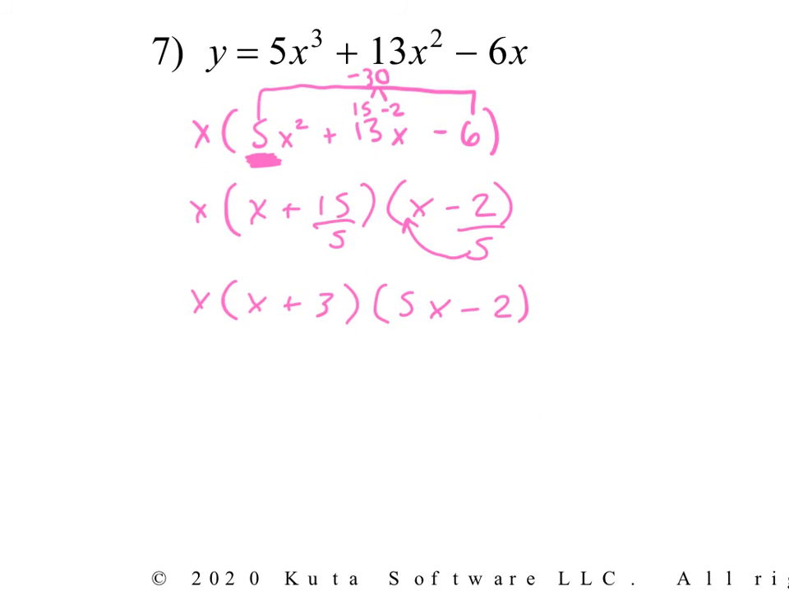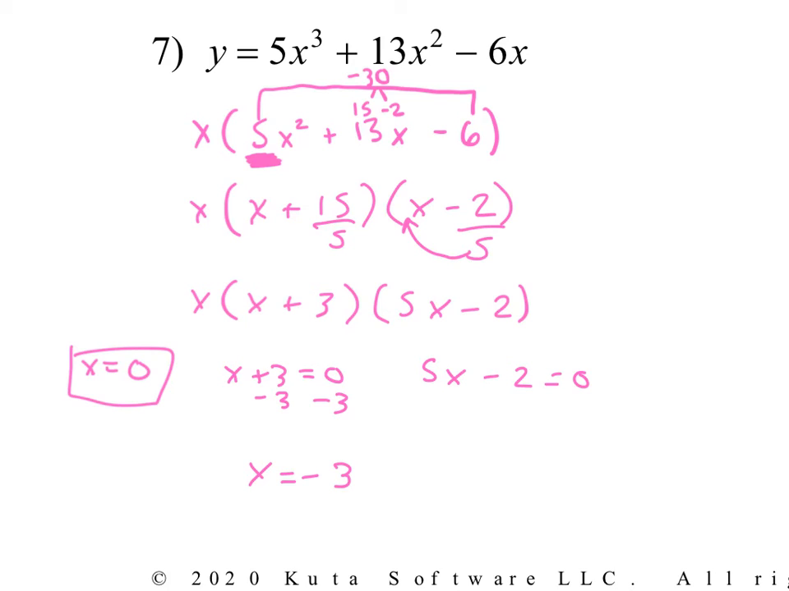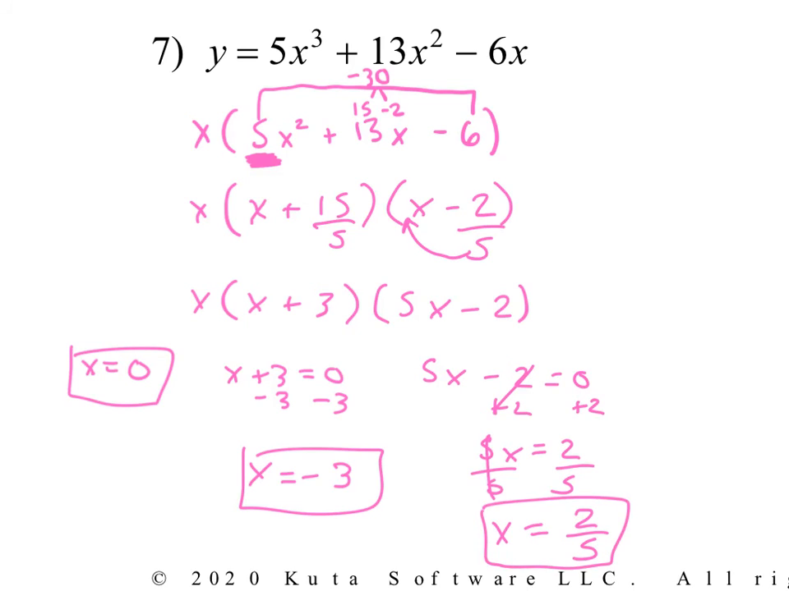And now we set each of them equal to 0. So we have x is equal to 0, x plus 3 is equal to 0, and 5x minus 2 is equal to 0. And then we solve. So x is equal to 0 is one answer. We subtract 3 from both sides here, so x is equal to negative 3. And then for the third one, we need to add 2 to both sides. So we get 5x is equal to 2. Divide both sides by 5. So x is equal to 2 over 5. Any questions on this one?